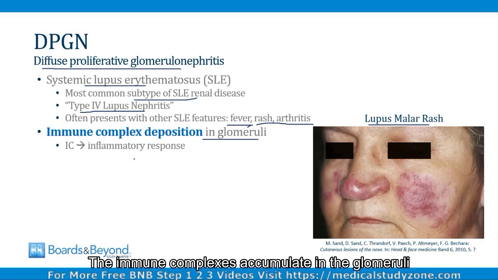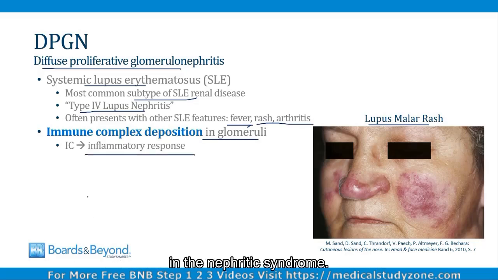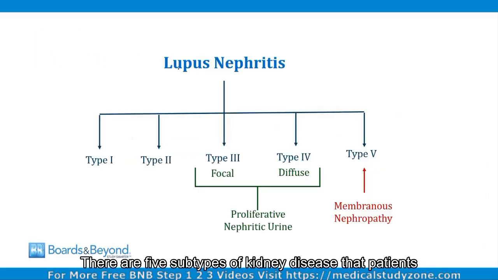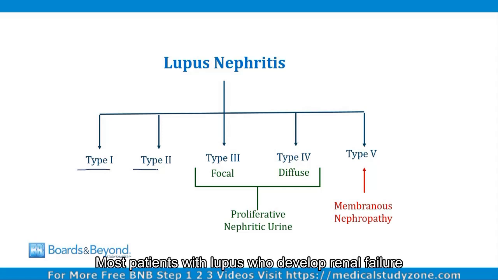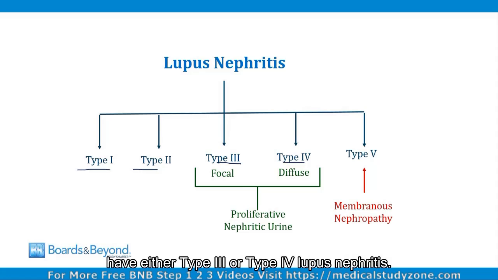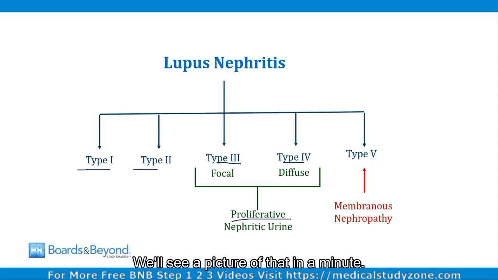The immune complexes accumulate in the glomeruli and the nephron, and that leads to an inflammatory response in the nephritic syndrome. There are 5 subtypes of kidney disease that patients with lupus get. Type 1 and type 2 are relatively mild. Most patients with lupus who develop renal failure have either type 3 or type 4 lupus nephritis. And in both of these disorders, there's proliferation of cells in the glomeruli. We'll see a picture of that in a minute.